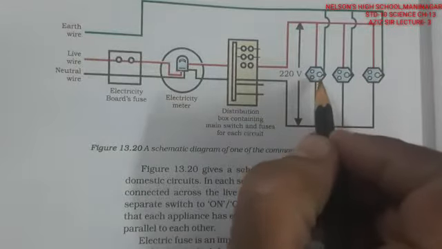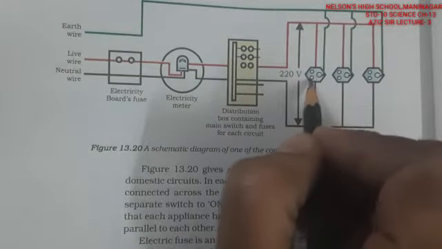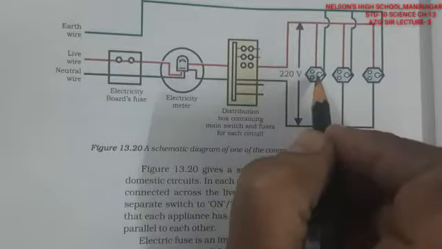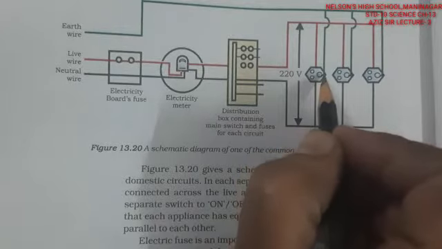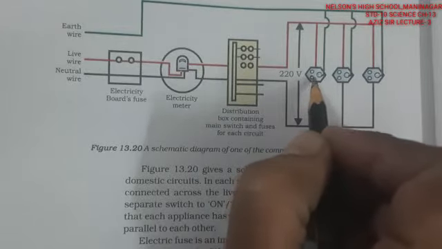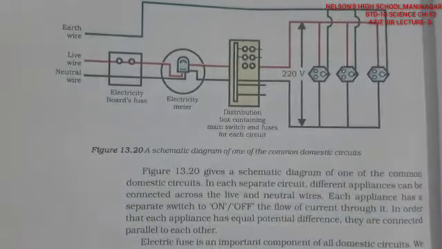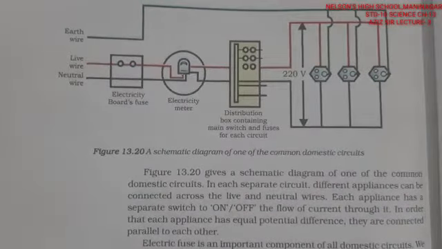You have in the switch 3 terminals, 1, 2 and 3. The third one, which is the biggest and heaviest one, is the earthing wire, and this one is a neutral one and this one is a live one. Fine. So this is how we connect the circuits.